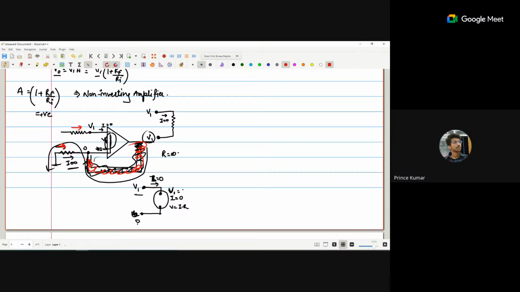That was my question. If the feedback is present, then the current inside the operational amplifier is 0. Always.